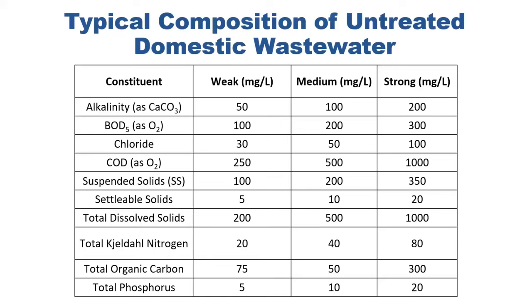The total Kjeldahl nitrogen is a measure of the organic and ammonia nitrogen in the wastewater. So this total Kjeldahl nitrogen gives a measure of the availability of nitrogen for building cells as well as potential nitrogenous oxygen demand that will have to be satisfied. And phosphorus may appear in many forms in wastewater, among which are the orthophosphates, polyphosphates, and the organic phosphates. So we also have here the weak concentration, medium concentration, and the strong concentration.